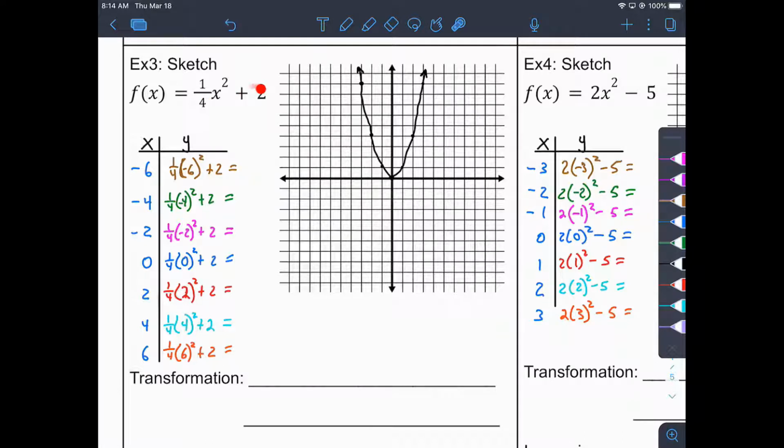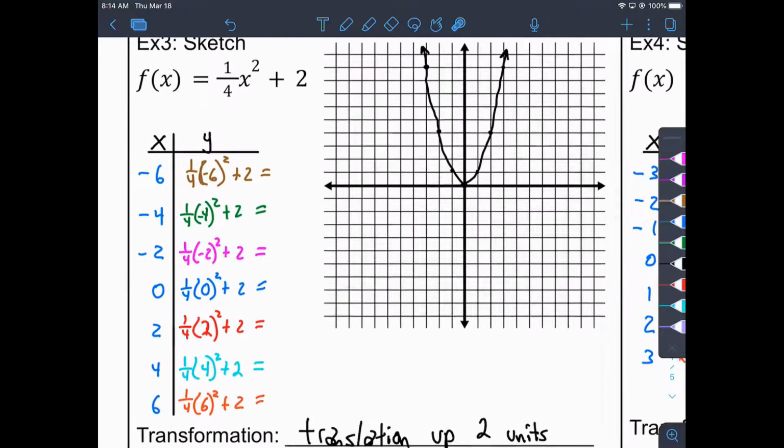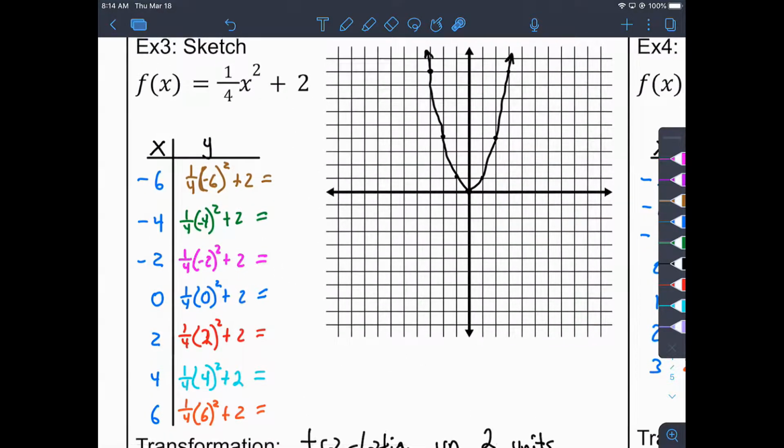Well, first off, we already know this plus 2 will do something. And we can go ahead and write that at the bottom. It will be a translation, or translate, up, because it's a plus, 2 units. So we already know that this graph is going to be shifted up 2 units. But now we just have to see what does the 1/4, and hopefully we can remember that from 8.1. But let's fill this table out and quickly graph the effects.